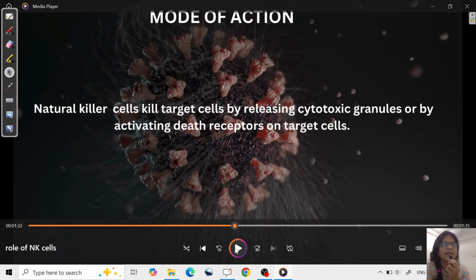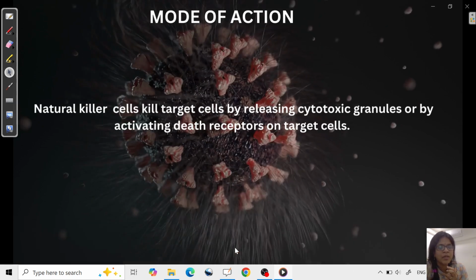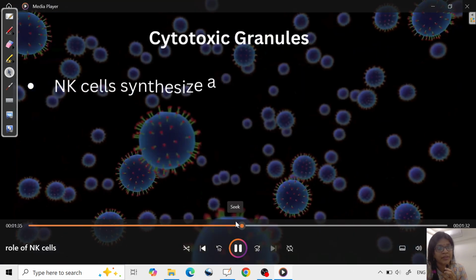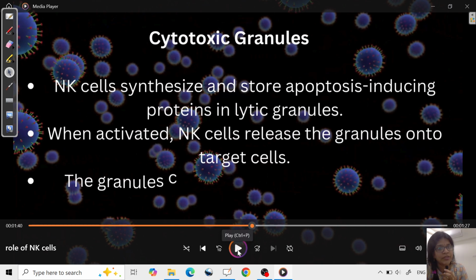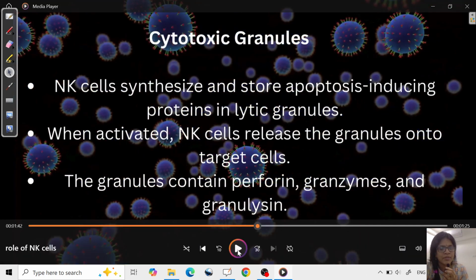For that, natural killer cells would first differentiate whether the cells are going for apoptosis or not. If they are not, they will release cytotoxic granules by activating the death receptors on the target cells. Now I want to talk about the cytotoxic granules released by the NK cells. NK cells synthesize and store apoptosis-inducing proteins in lytic granules. Only then would the infected cells die, right? When activated, the NK cells release the granules into the target cells. The granules contain perforin, granzymes and granulolysin. Please remember, these are the cytotoxic granules that are released by the NK cells.